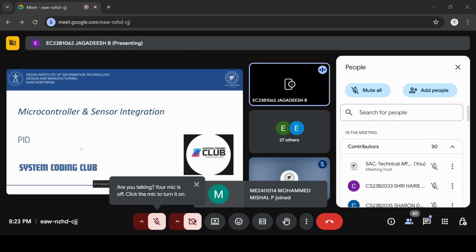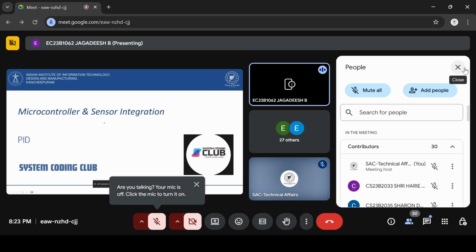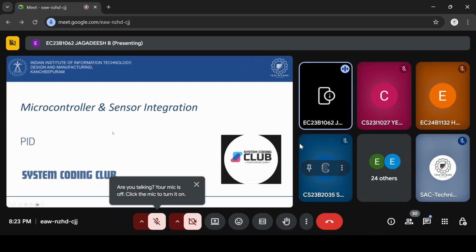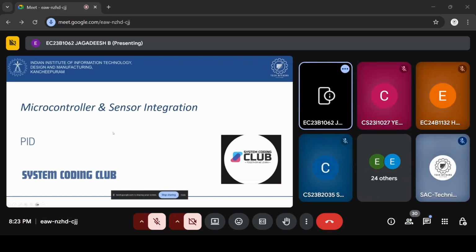From System Coding Club Embedded Subsystem. Today, under microcontroller and sensor integration, we are going to see a small concept called PID: proportional, integral, and differentiative.